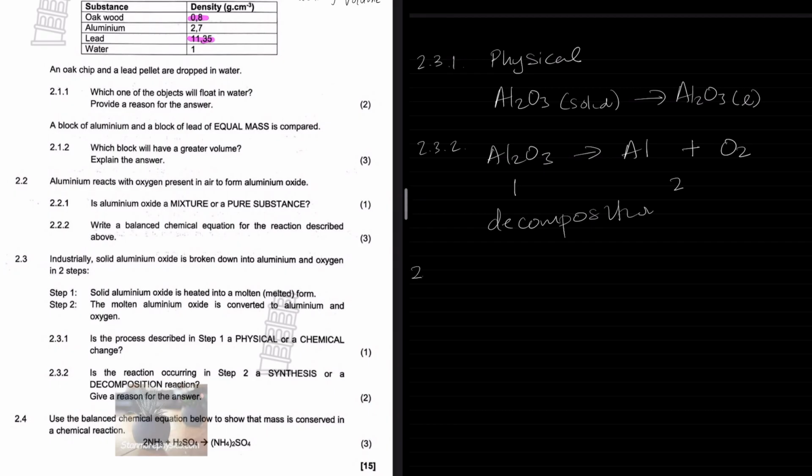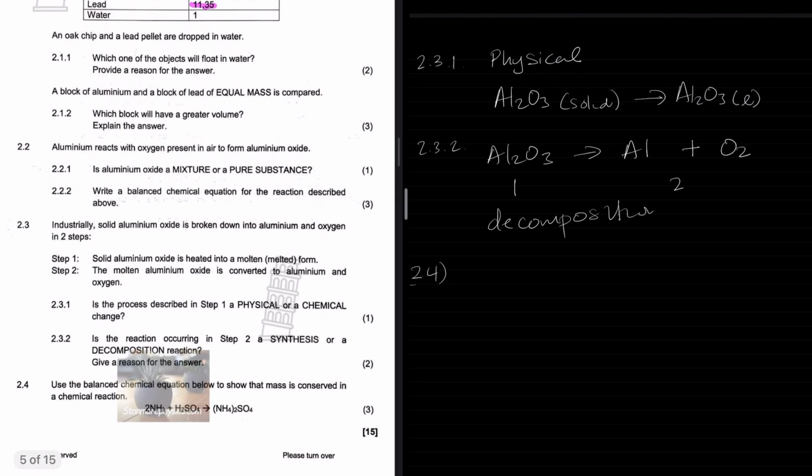Okay, let's move on. Question 2.4. Use the balanced chemical equation below to show that mass is conserved in a chemical reaction. So that's the law, of course, that we know, the law of conservation of mass. The sum of mass of reactants will equal the sum of mass of products. Now, all we have to do is tally up everything. So I'll rewrite the equation just so that it's a bit more clear.